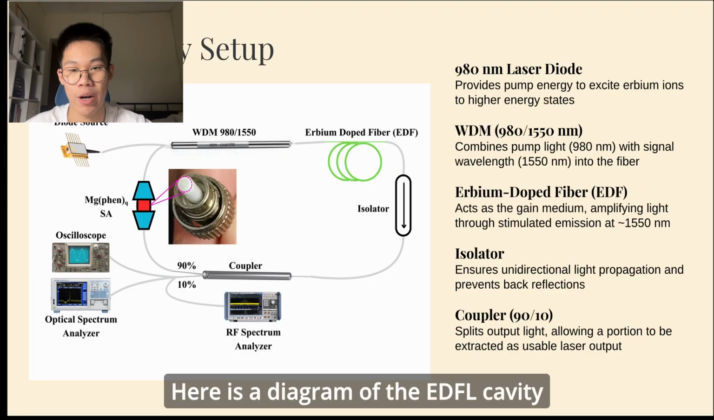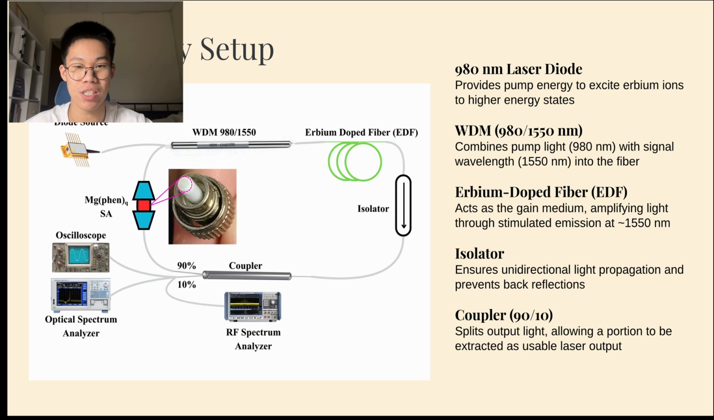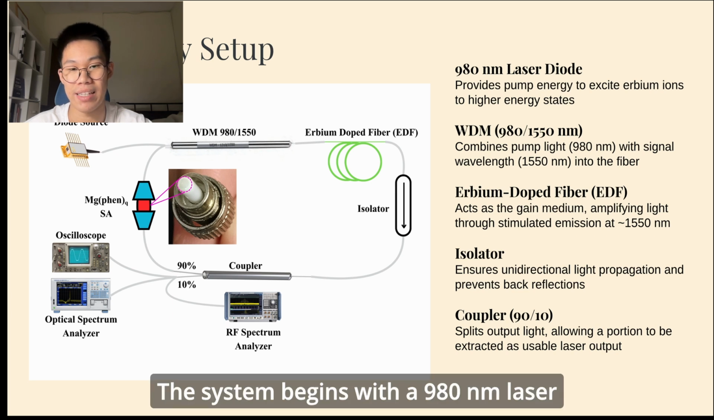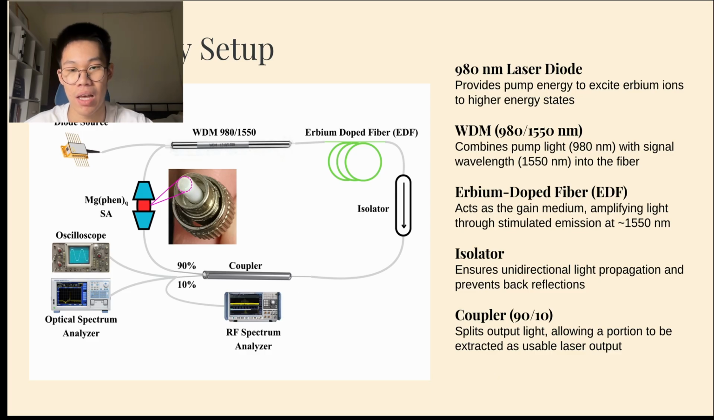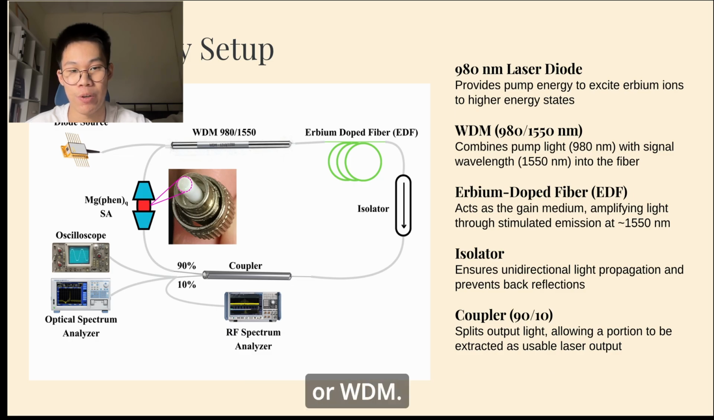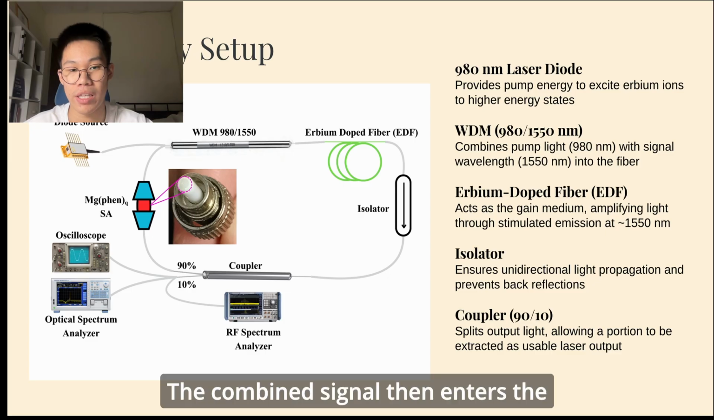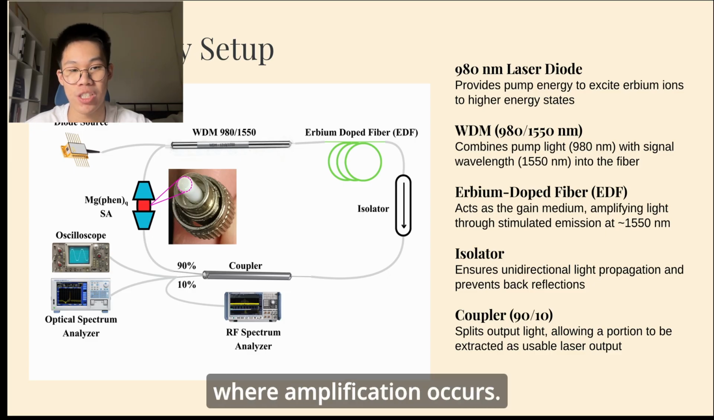Here is a diagram of the EDFL cavity configuration in my study. The system begins with a 980 nanometer laser diode, which provides the pump energy that excites the erbium ions. This pump light is combined with the signal wavelength using a wavelength division multiplexer, or WDM. The combined signal then enters the erbium doped fiber, where amplification occurs.